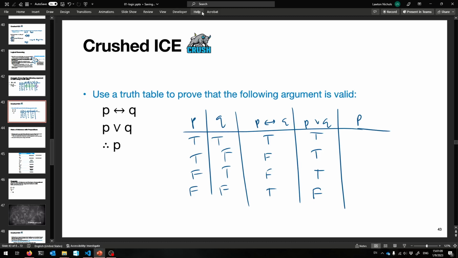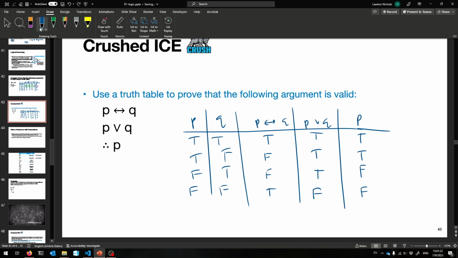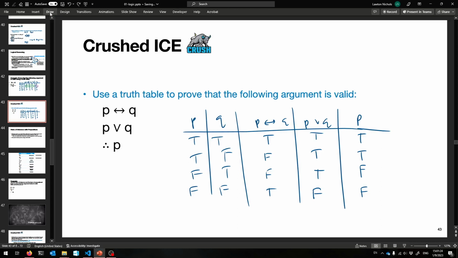So P, I mean, it's already over here. I'll just write it again. Why not? True, true, false, false. So again, these are the hypotheses. Under the assumption that those are both true, where are the rows where those are both true? Here's where this one's true, but this one's false there, so that doesn't count. And here's where P or Q is also true. So this is the only row that matters.